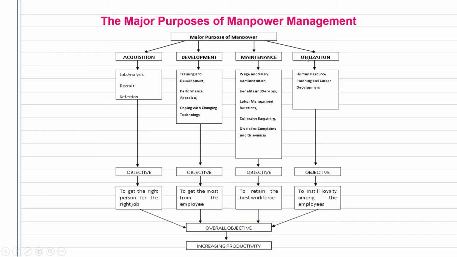And the last purpose of manpower is utilization. Under utilization is the human resource planning and career development. The objective of this is to instill loyalty among the employees. The overall objective of this is to increase productivity.